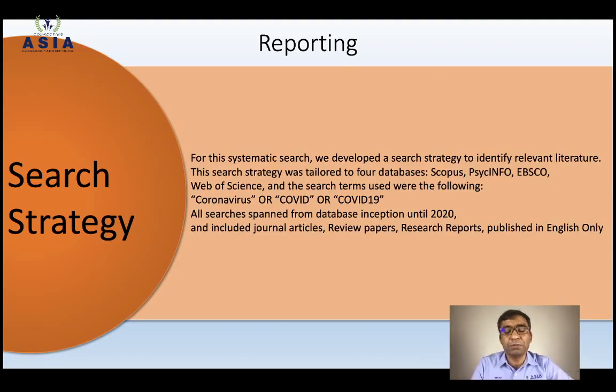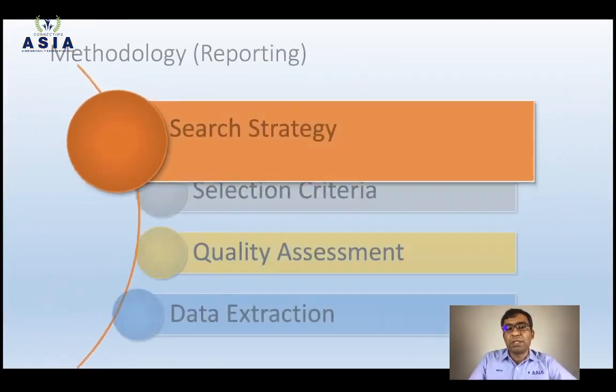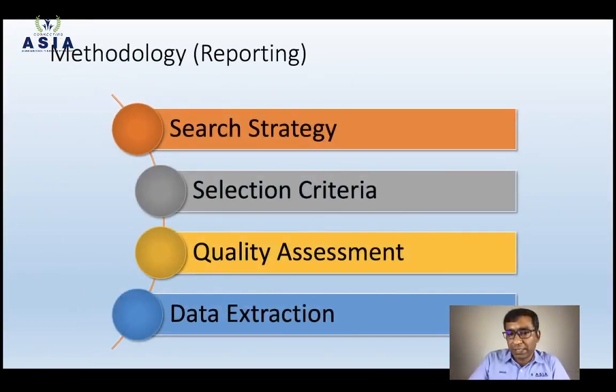So this is how you report what we have done in our search strategy. Whatever you have done in your search strategy, you need to report it here. Okay, clear? Now the second step is basically selection criteria.